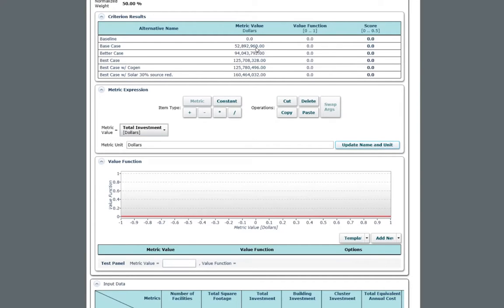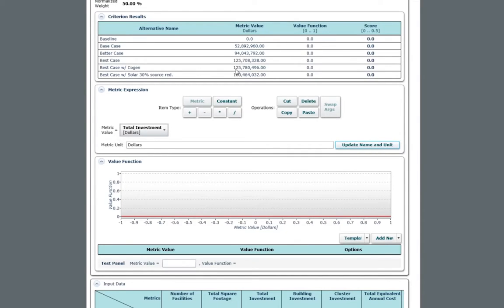That was all built up from our buildings and our installation and clusters. You can go back and review those and see where all this came from, but today we're just looking at these rolled up results. In our better case, we added more building energy efficiency measures in, and in our best case we added quite a bit more building efficiency measures in there.